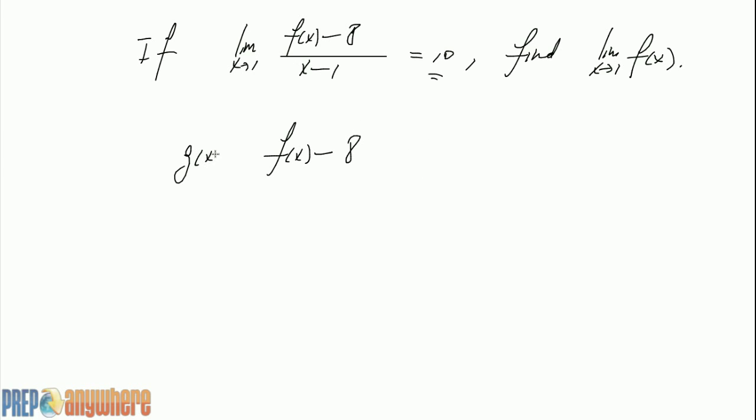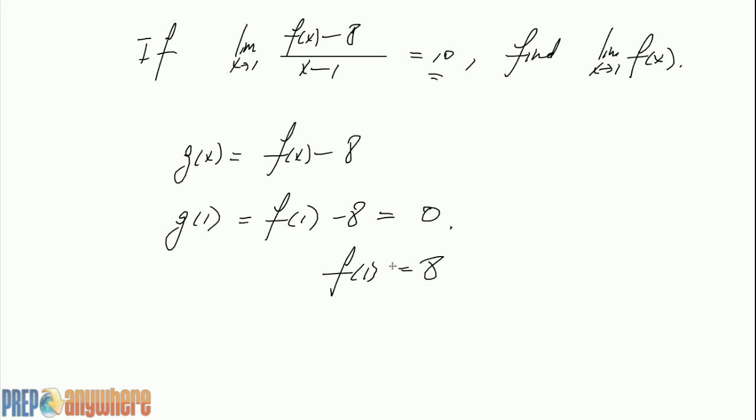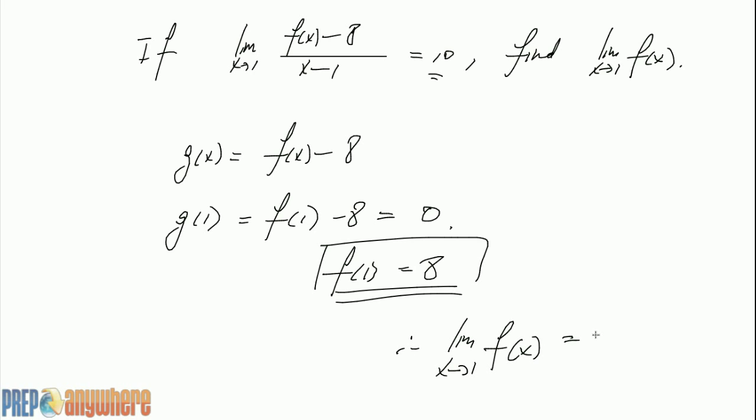So let me call this g at x. I don't know if you call it the factor theorem. If this has a factor of x minus 1, if you plug in 1 in here, so f at 1, this has to be 0, okay, which makes f at 1 approach 8. Okay, so the limit as x approaches 1 has to equal 8.